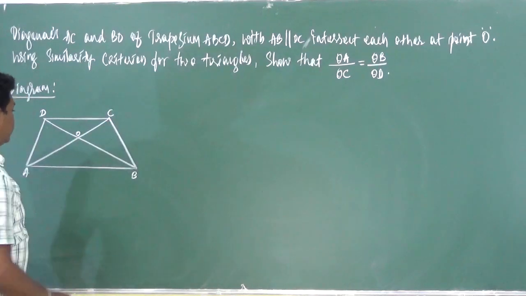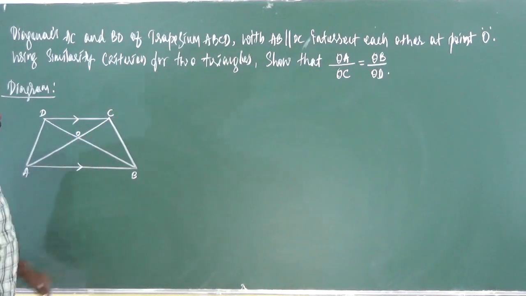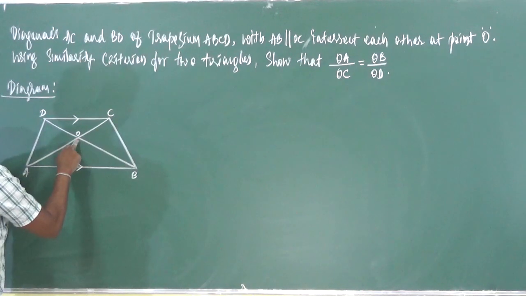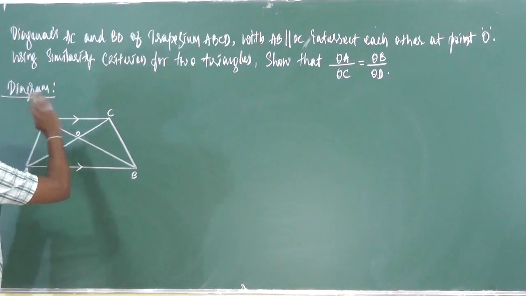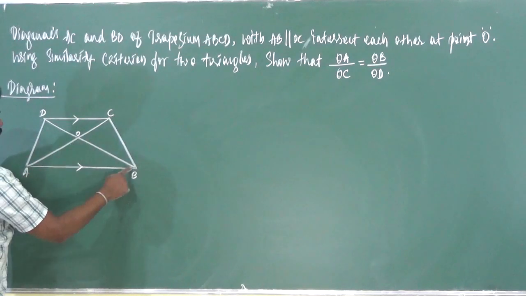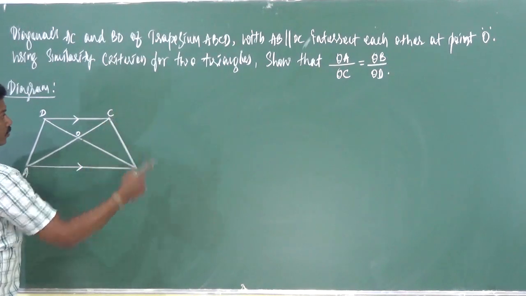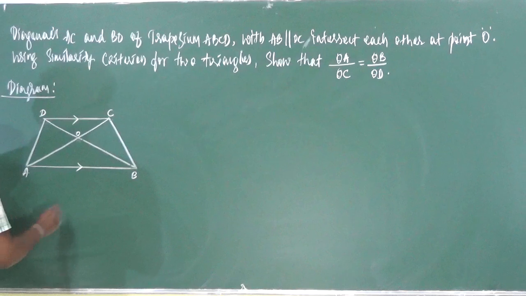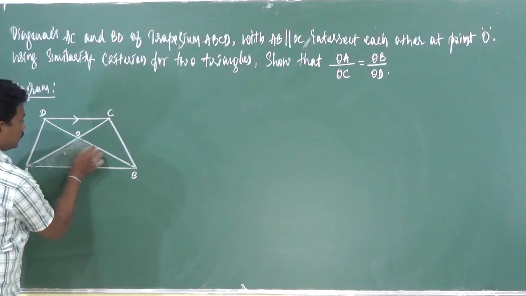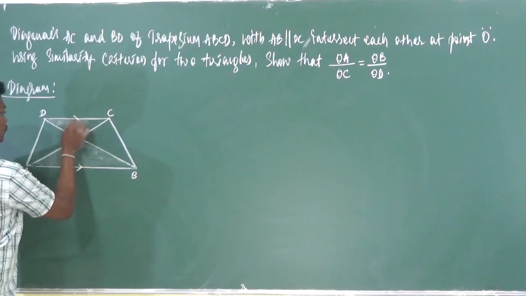with AB parallel to DC. Okay, so exactly AB is parallel to CD, intersect each other at point O. So once again, ABCD is a trapezium, AC and BD are the diagonals intersecting at point O. Using similarity criterion for two triangles, show that OA by OC, that is the ratio between OA and OC, is equal to the ratio between OB and OD. So for this we have to select these two triangles, triangle AOB and triangle COD.